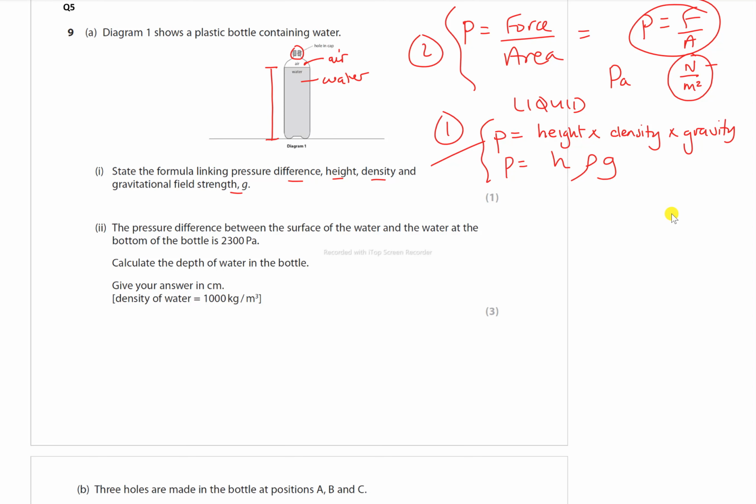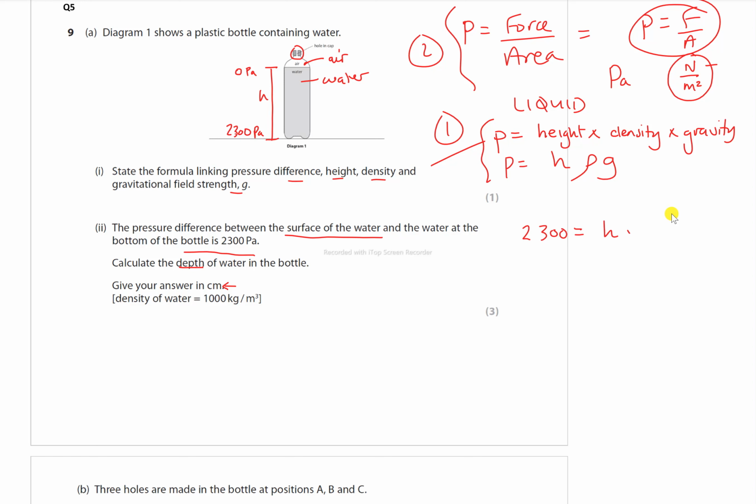Right, the pressure difference between the surface of the water and the water at the bottom. So they're saying that the pressure, just say for example, it's 0 there. It's going to be 2,300 pascals here because of the height of the water, this H. Calculate the depth of the water. Give your answer in centimeters.